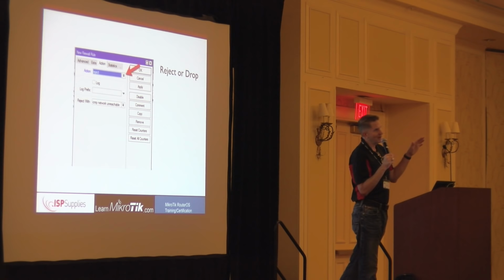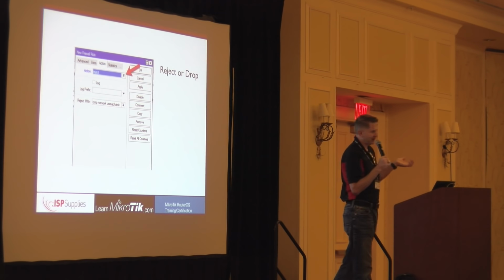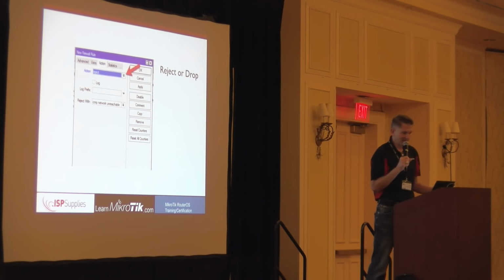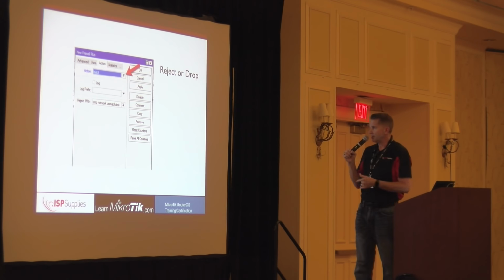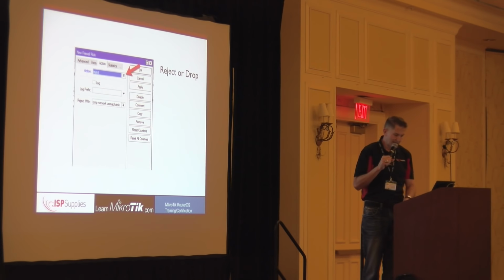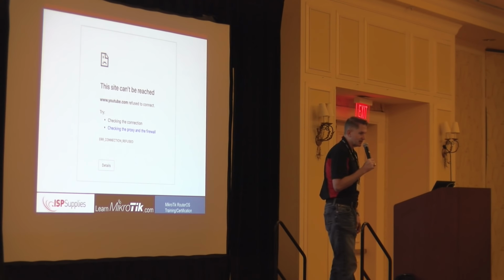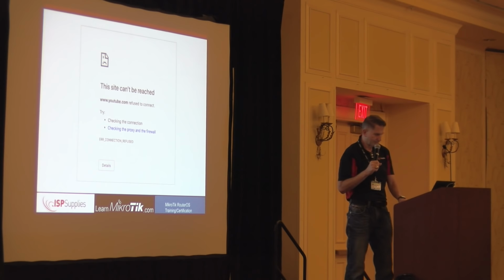So rather than just waiting and waiting and waiting for a page that's not going to load, it almost immediately says, can't reach that page. Okay? And it does that because reject sends an ICMP network unreachable message back to the client. As long as the client knows what to do with that, then it'll react faster. And this is what people will get. The site can't be reached.